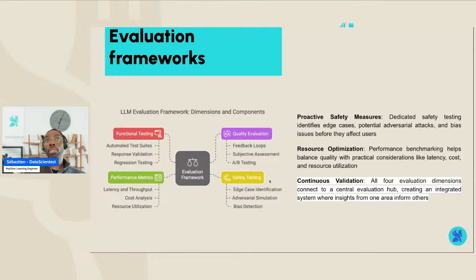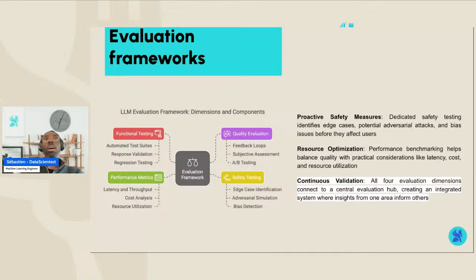You have safety testing, like edge case identification, to make sure that you cover the edge cases effectively. Adversarial simulation, to handle how your system will interact under attack. And of course, this is really important, especially for GDPR, establish some bias detection to make sure that you are not propagating bias using your solution.